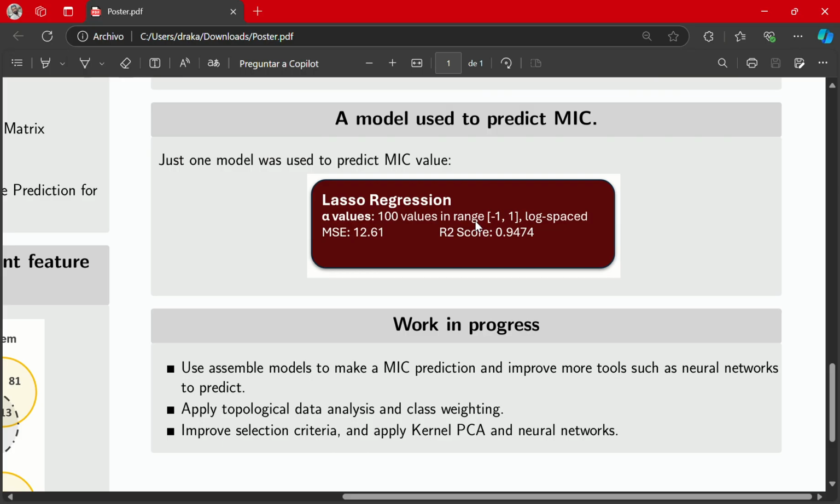So to conclude, our study highlights the potential of machine learning in predicting antimicrobial resistance using genomic data. However, there are still challenges, specifically with unbalanced datasets and complex bacterial species.